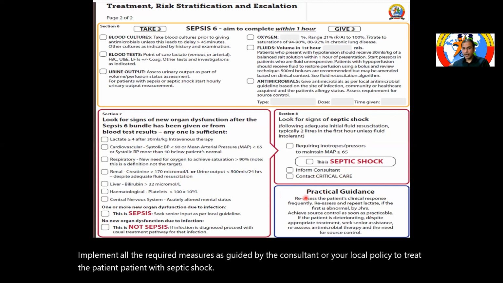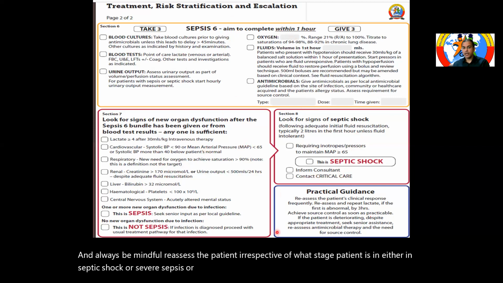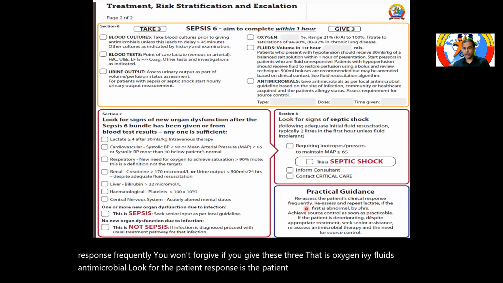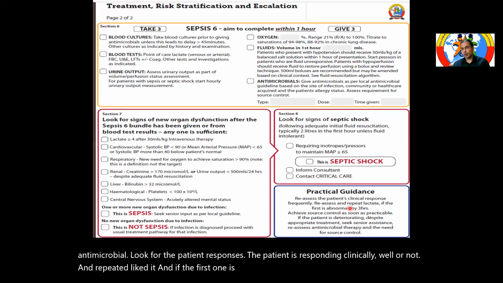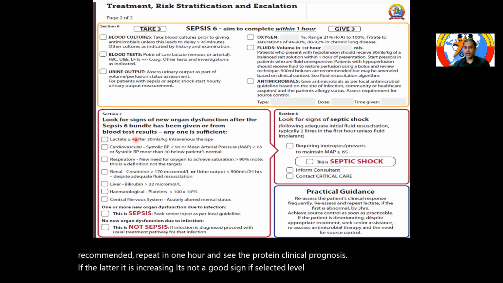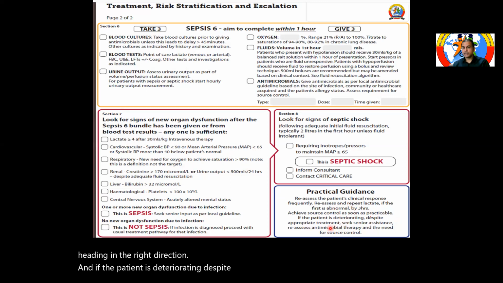And always be mindful, reassess the patient irrespective of what stage the patient is in, either in septic shock or severe sepsis or infection. Always reassess the patient's clinical response frequently. Even if you give these 3, that is give oxygen, IV fluids, antimicrobial, look for the patient's response. Is the patient responding clinically well or not? And repeat the lactate. If the first one is abnormal, repeat in 3 hours, but it's more ideally recommended to repeat in 1 hour and see the clinical prognosis. If the lactate is increasing, it's not a good sign. If the lactate level is coming down, yes, you're heading in the right direction. And if the patient is deteriorating despite appropriate treatment, always seek expert help for better patient care.